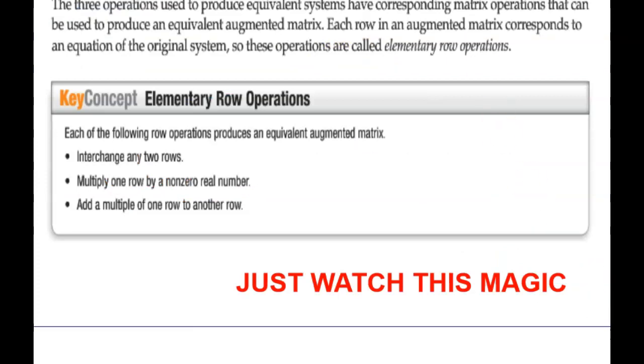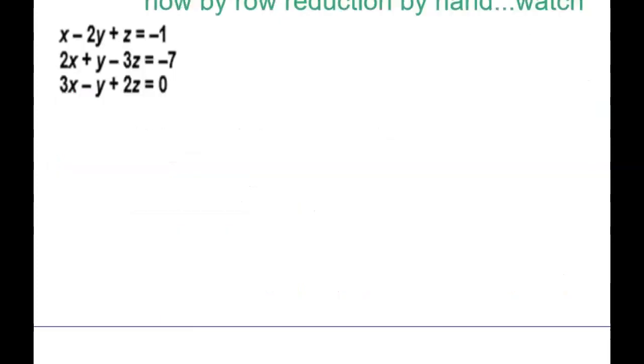Let me go through the operations. You are allowed to interchange any two rows. Think about that. Can I move the first equation to the second spot and the second equation up to the first spot? That's not doing anything, right? You're allowed to multiply a row through by any number. Did I do that when I did it by hand a minute ago? Multiplied through by a 2 and then added it to something else? Okay, you're also allowed to add a multiple of one row to another row. So I did all those things, but I had variables to work with. All right, I'm going to show you how this works by hand.